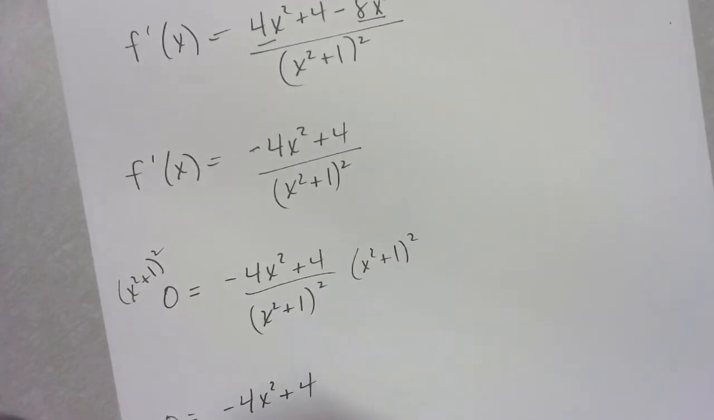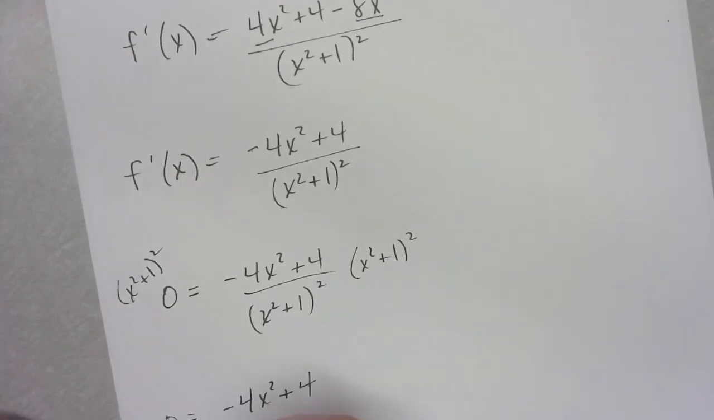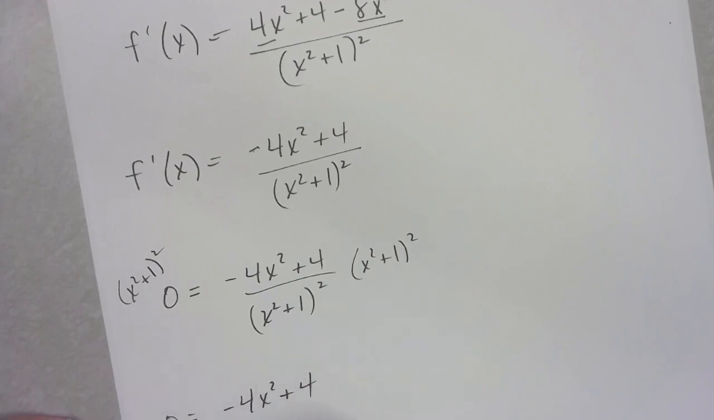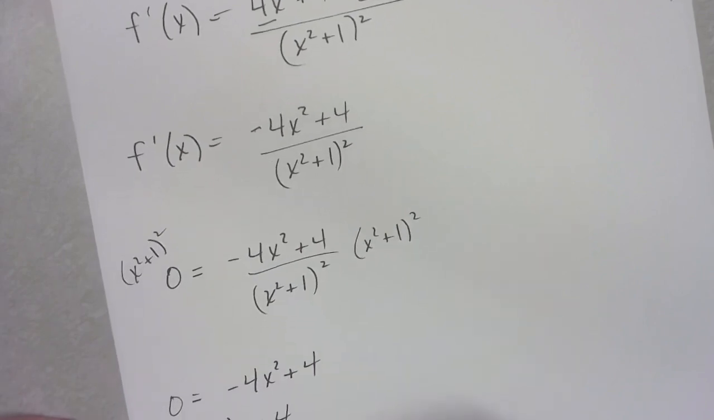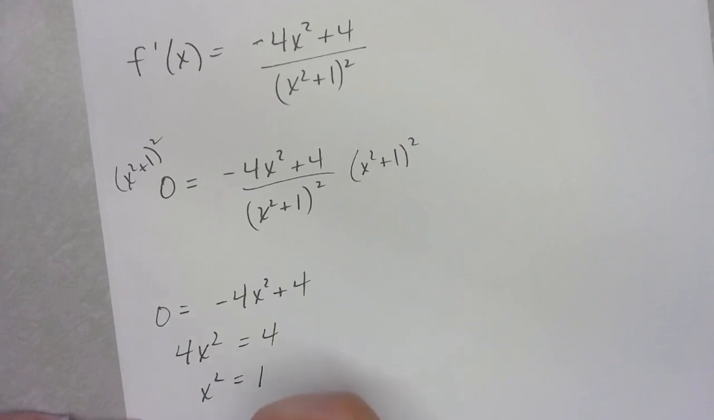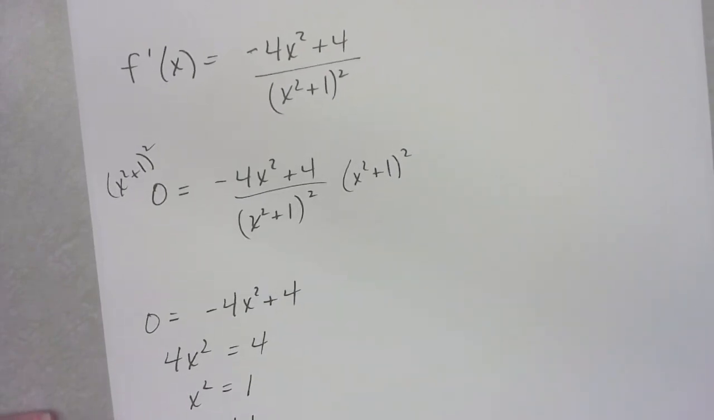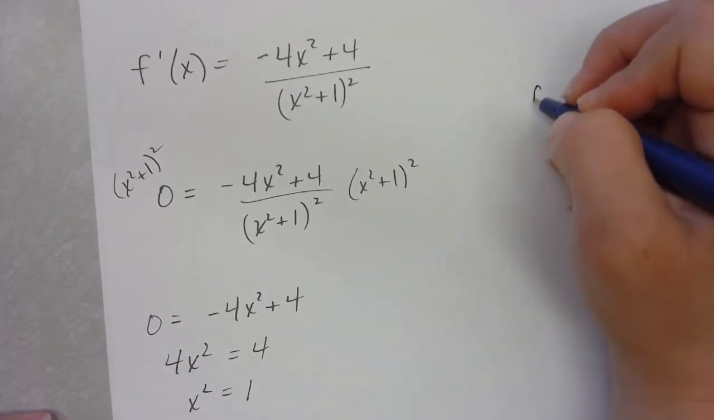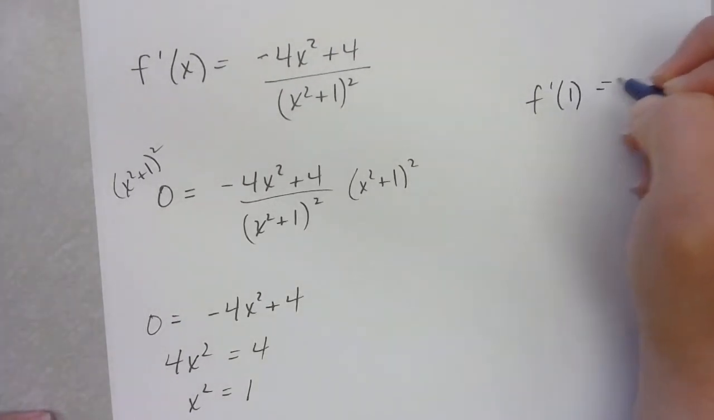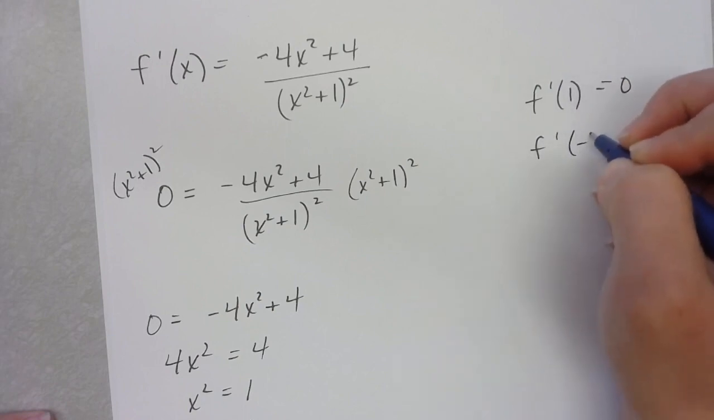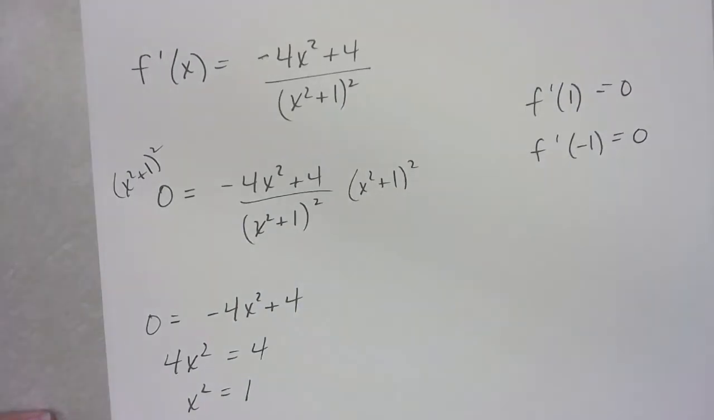So now I need to know where this is true. I'm going to move my 4x squared to this side. I'm going to divide both sides by 4, get 1. And I get x equals plus and minus 1. So I have found where f prime of x is equal to 0. So I have f prime of 1 is 0, and f prime of negative 1 is 0. That means 1 and negative 1 are critical numbers of f.